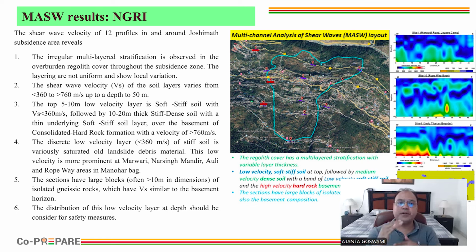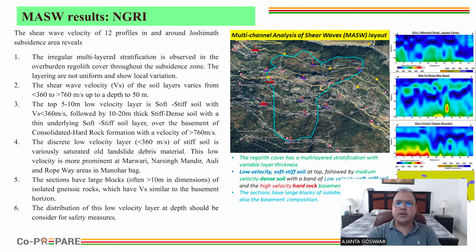The top 5 to 10 meter low velocity layer is soft, steep soil with shear wave velocity of around 360 meter per second. Okay, followed by 10 to 20 meter thick, stiff, dense soil with a thin underlying soft, stiff soil layer over the basement of consolidated hard rock formation with a velocity of greater than 760 meter per second. So this is what they have concluded.